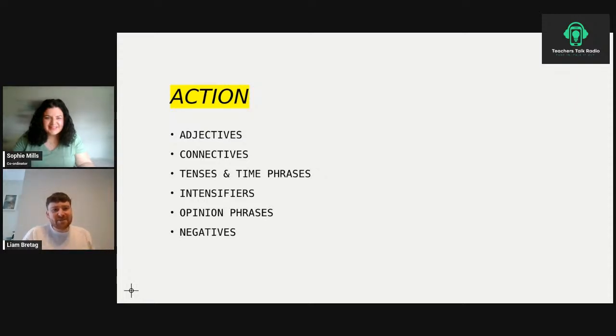So this is something that I would always talk about, and we always talk about it straight from the off at the start of year 10 when we're doing an extended piece of writing. What do we have to include? And there's lots of different acronyms, but this is ours, ACTION.